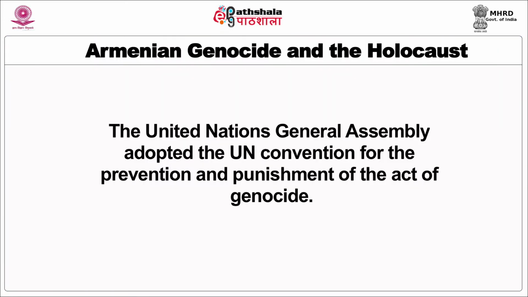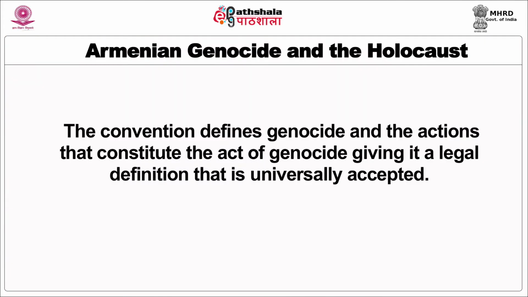After the Second World War, the international community recognized the need to codify and recognize the prevention of these atrocities. The United Nations General Assembly adopted the United Nations Convention for the Prevention and Punishment of the Act of Genocide. At the time of coming into force, this convention was signed by 41 parties that were founding parties and had 146 states participating. The convention defines genocide and the actions that constitute the act of genocide, giving it a legal definition that is universally accepted.